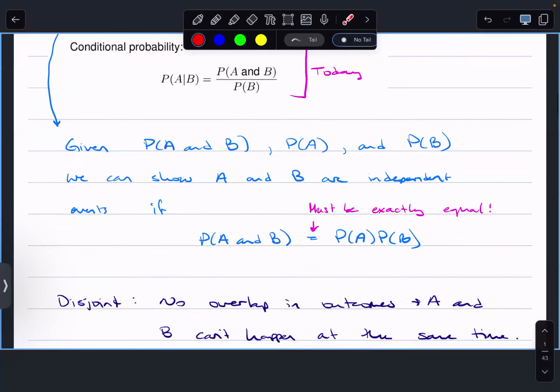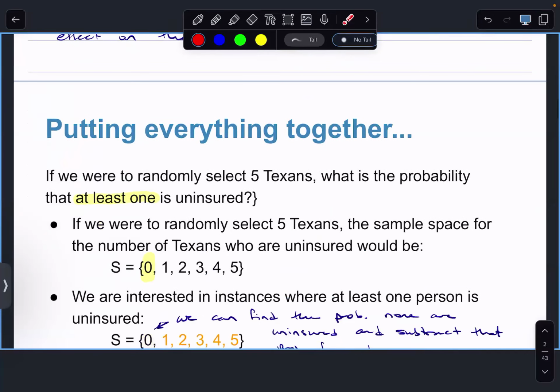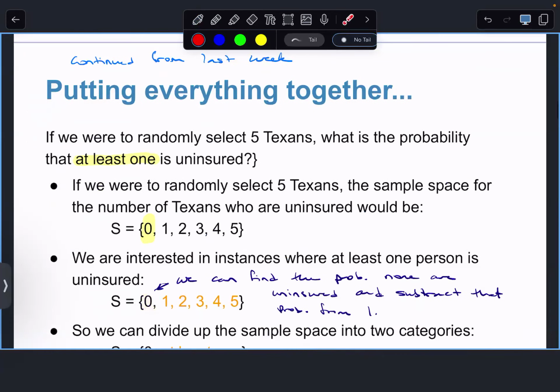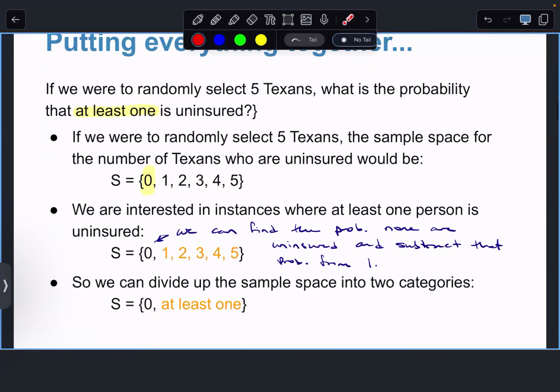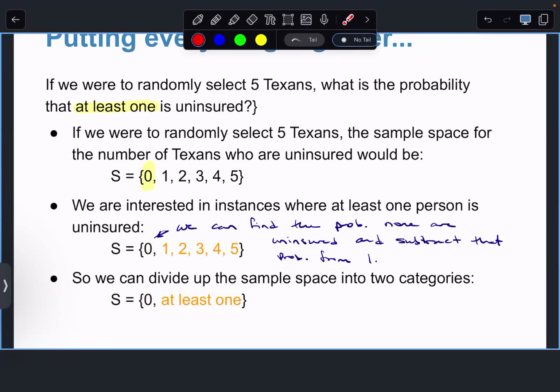There was a question where this is from continued from last week, and I can't remember. Oh, that's what we were doing. Okay. We were talking about uninsured Texans, I guess.